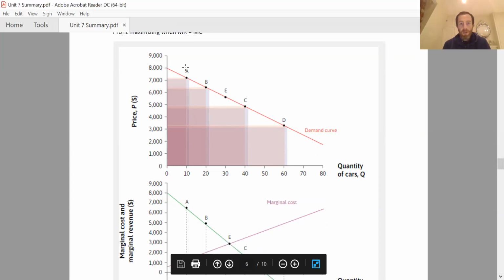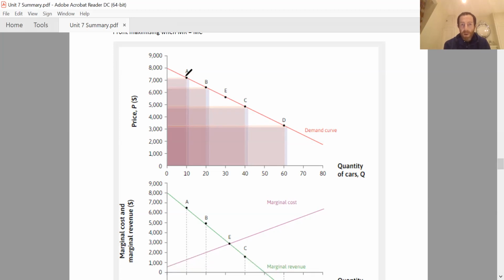So if we start with our demand curve, and let's imagine that the firm is at point A. So they're producing 10 cars and they're selling them all at a price slightly above $7,000. So to work out the marginal revenue, we need to think, well, how much extra revenue would they make if they sold 11 cars? So there's two things to bear in mind here. If they are going to sell an 11th car, then they're going to have to drop the price of all of the cars that they sell. So on all of the previous 10 cars, they are going to get a lower price. And so that's going to be a bit of a loss. And that's what this little purple bit here represents.